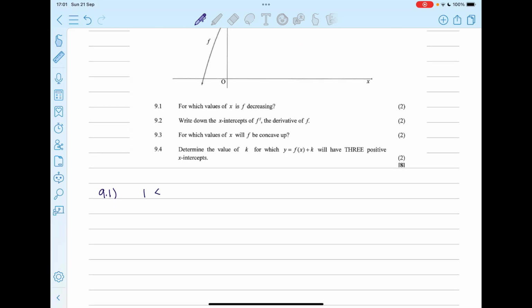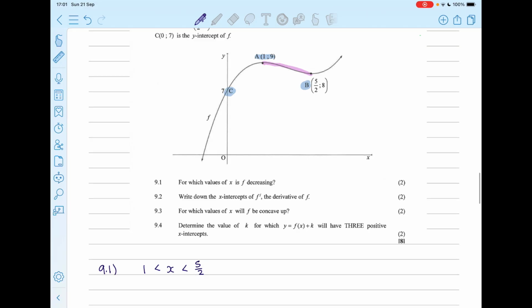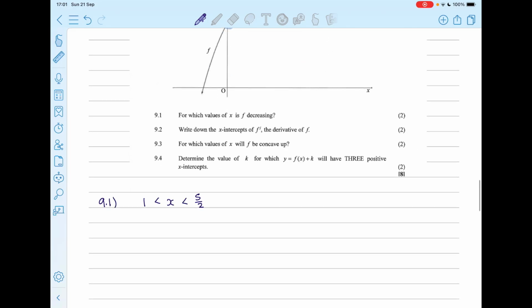So our answer for 9.1 will be x must be between 1 and 5 over 2. And we will not say that it should be equal to 1 or equal to 5 over 2 because these are turning points and we know that's where the gradient is 0. So we can't include them.